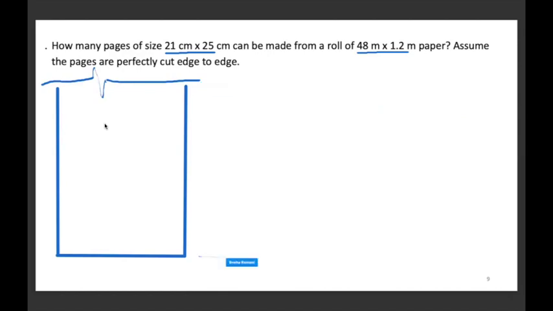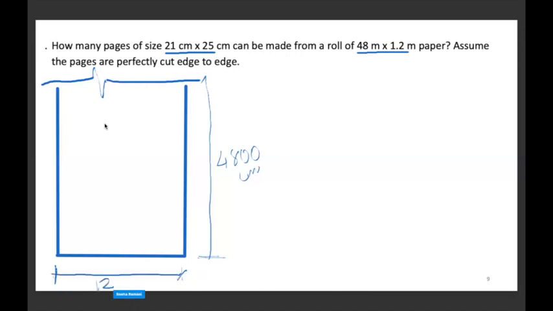The length is going to be 4800 centimeters, and this is going to be 120 centimeters. When I convert 48 by 1.2 meters to centimeters, it comes to 4800 multiplied by 120 centimeters. Because this is in centimeters, it's easier to convert this into centimeters instead of working with decimals. That's why I did this. So in this organization, I first have to find out how many sheets of 21 by 25 centimeters can fit in.